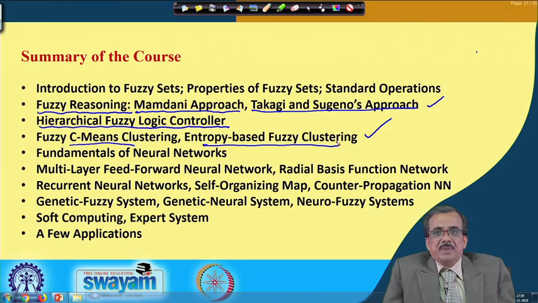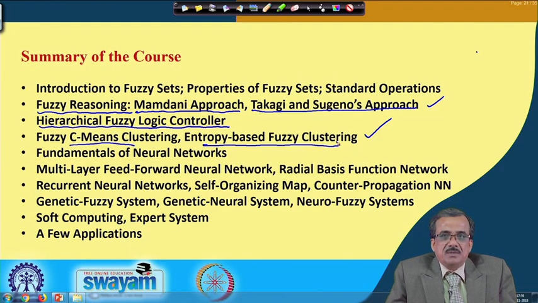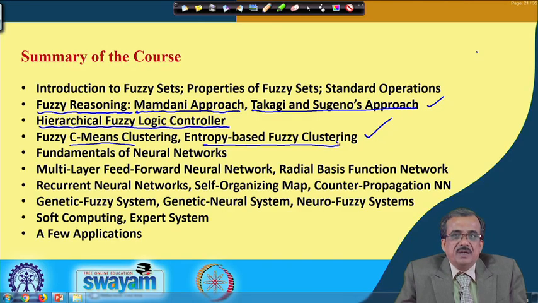Now, after discussing the concept of fuzzy sets, fuzzy reasoning tool, fuzzy clustering, we started with the fundamentals of neural networks, and as we told that in artificial neural networks, we copy everything from the human brain in an artificial way. We copy a biological neuron in the form of an artificial neuron, and one neural network consists of a large number of layers, and in each layer there will be a large number of neurons.